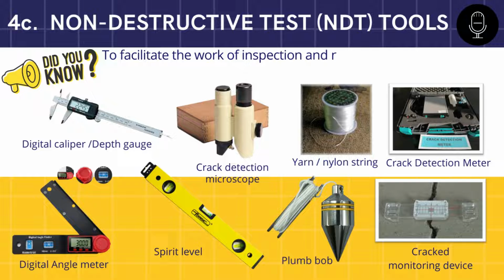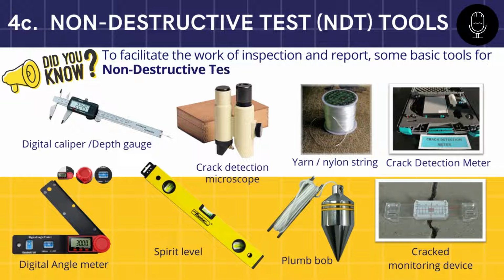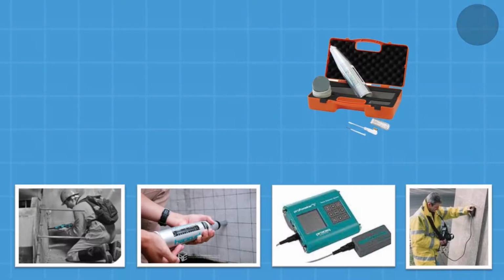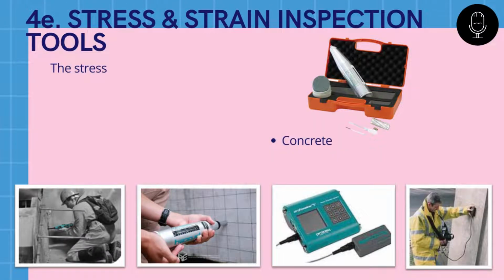To facilitate the works of inspection and report, some basic tools for non-destructive tests are recommended by RICS. For example, digital caliper, crack detection microscope, yarn or nylon string, crack detection meter, spirit level, digital angle meter, plumb bob and crack monitor device. Stress and strain inspection tools.